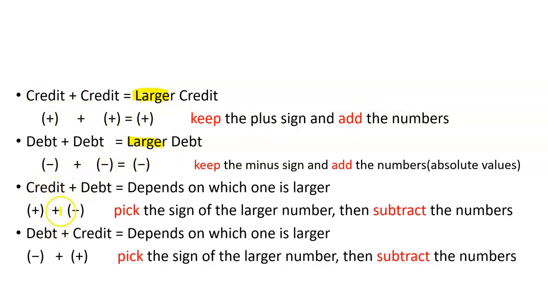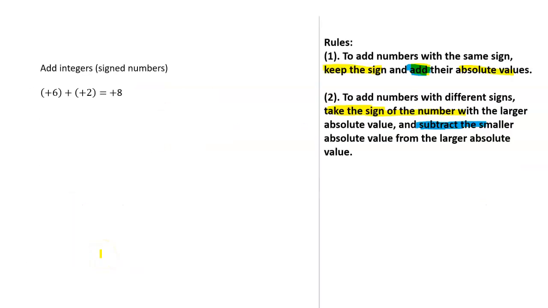But for the second case, when the signs are different, plus minus or minus plus, you first pick the sign in front of the larger number, and then you subtract the numbers. So 5 minus 3 and 5 minus 3. Okay, now let's look at some examples.